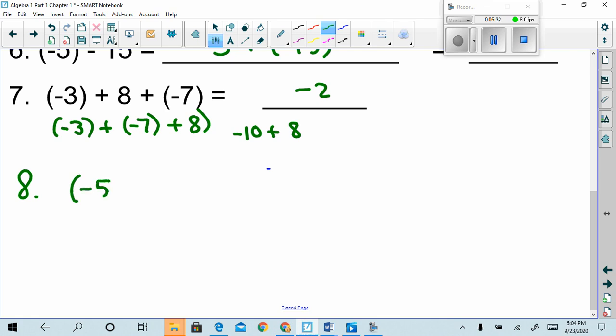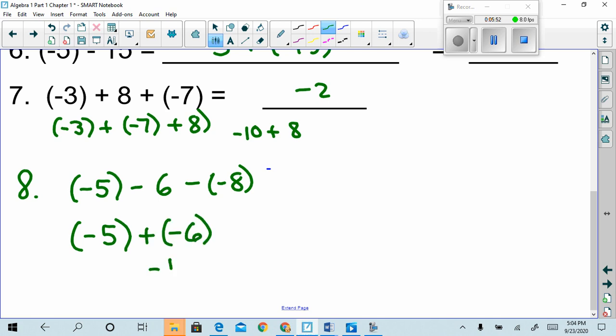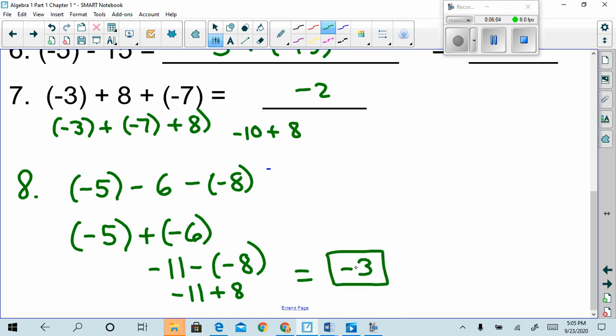I could have a -5 minus 6 minus a -8. When we're going to do this, some of you suggested we break this down into two parts, which we could easily do. I could have -5 plus a -6, and that will give me -11. Then I bring down the rest of the problem, and I have -11, add the opposite, and my final answer will be -3. And that's really all that we're going to be covering on this quiz.